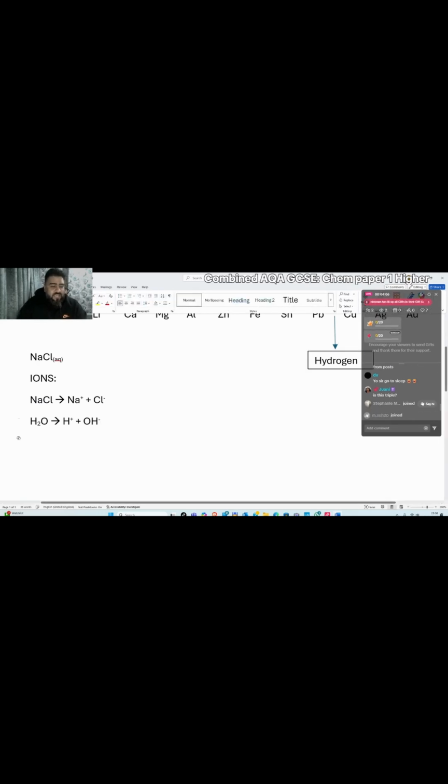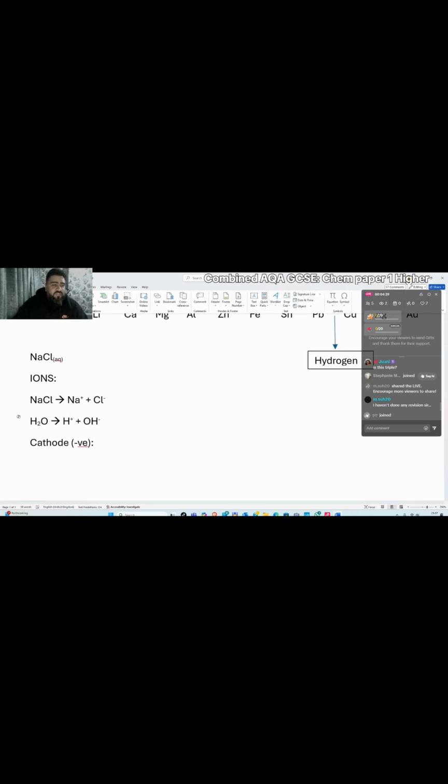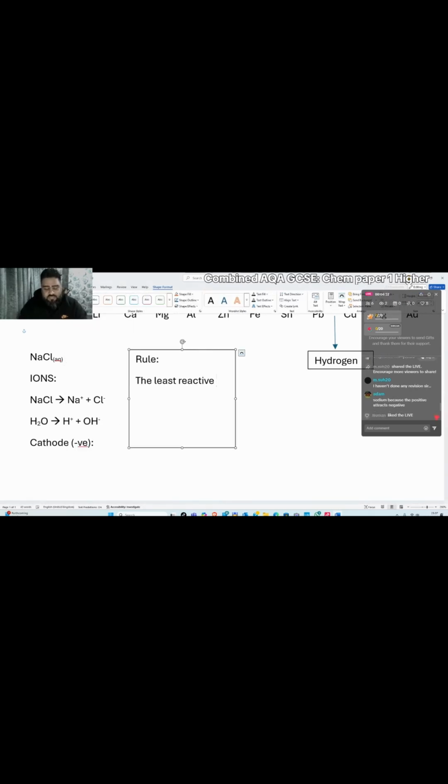And then we're going to do exactly the same as in part one. We're going to look at the cathode, which is negative. What we've got to think about is which one of these ions is going to go to the negative cathode. It has to be a positive ion because opposites attract. But the question is, which one will attract? Is it going to be sodium or is it going to be hydrogen? And here is the rule that you need to know. The least reactive cation will go to the cathode.